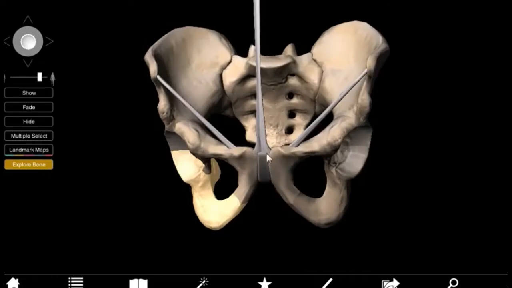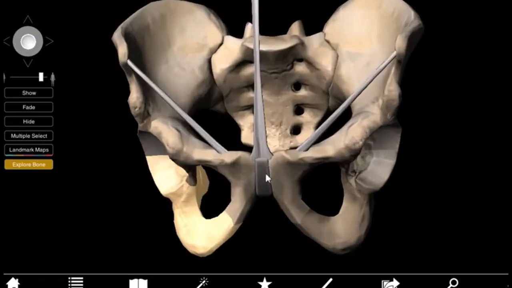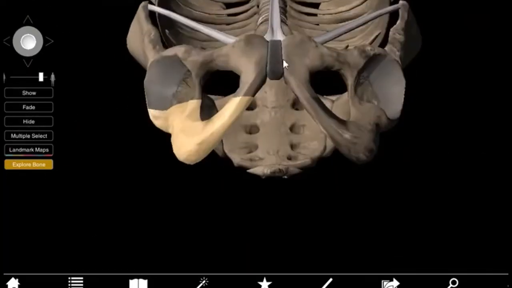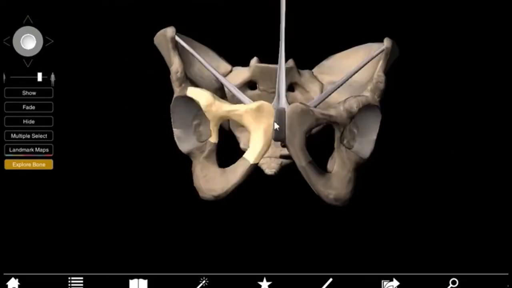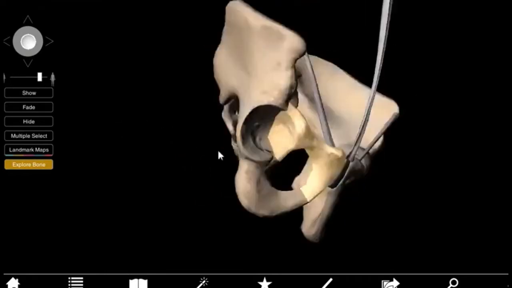The two hip bones meet at the symphysis pubis in the midline in front like this. This is called the symphysis pubis. So the two hip bones meet at the pubis here. This is the ilium, and this is the pubis. Pubis and pubis meet in the symphysis pubis here.